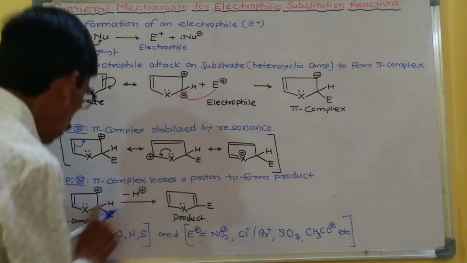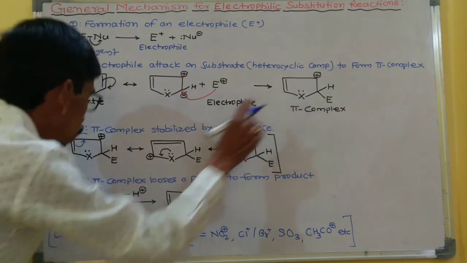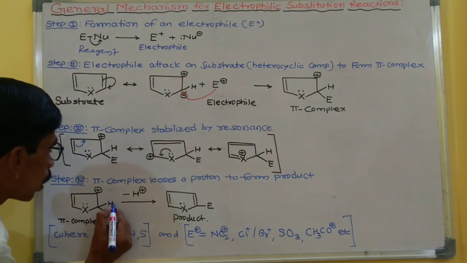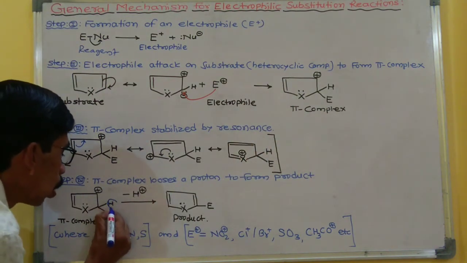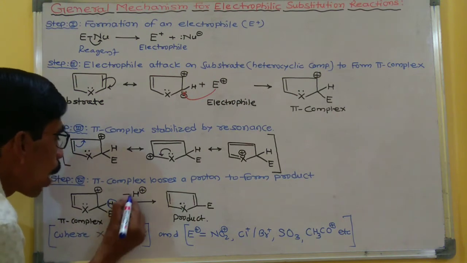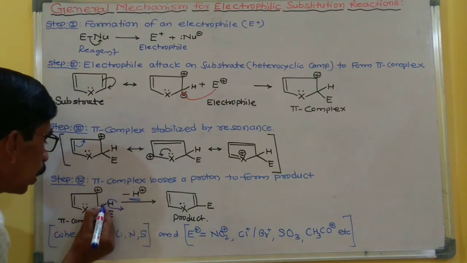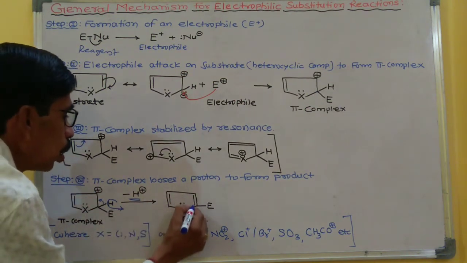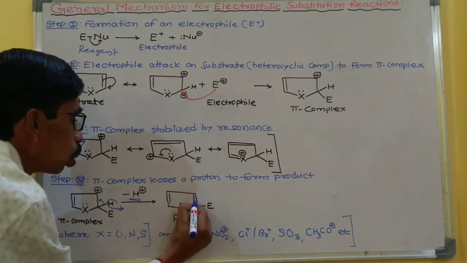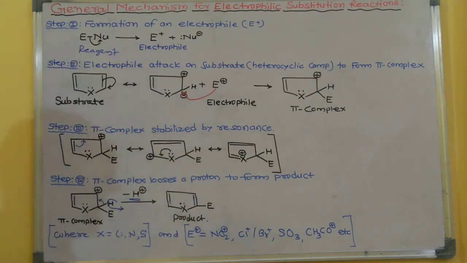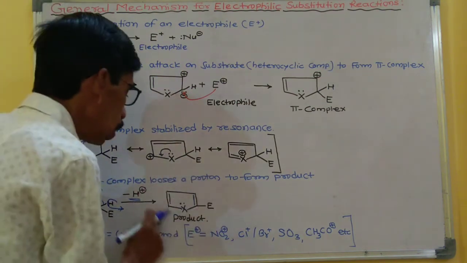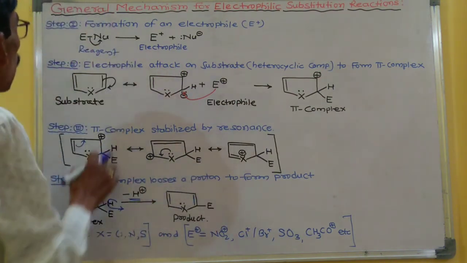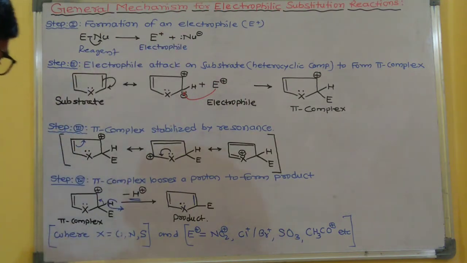Now this is the pi complex obtained in the second step, and this pi complex loses a proton, that is minus H plus, and this bond is transferred in between these two carbons to form a bond between the two carbons and form the product. So this is the formation of product, and this is the general mechanism for the electrophilic substitution reaction.